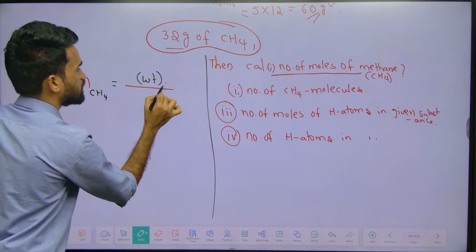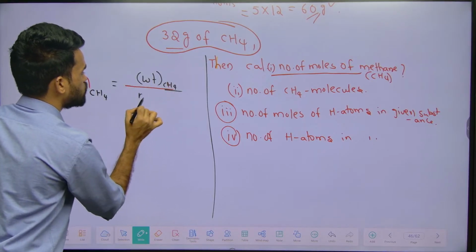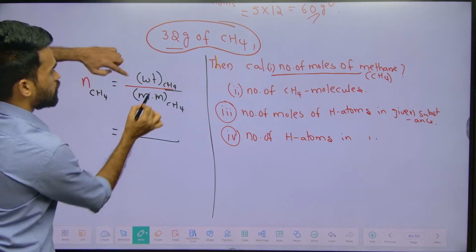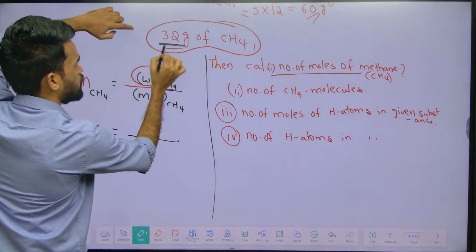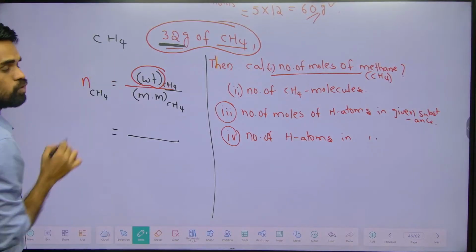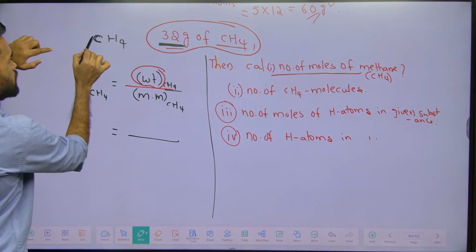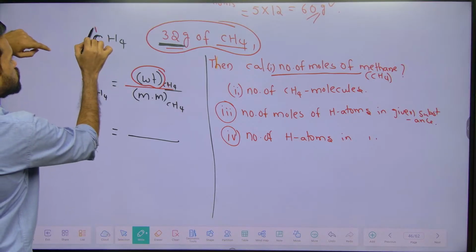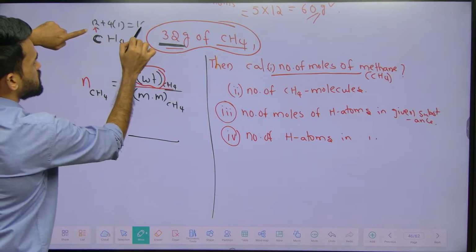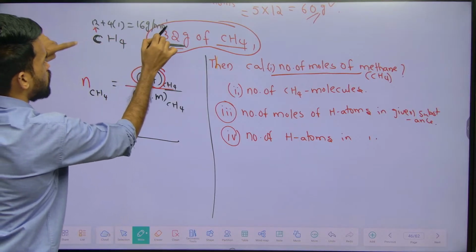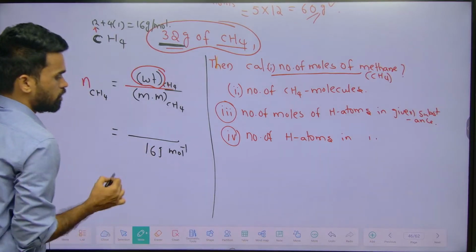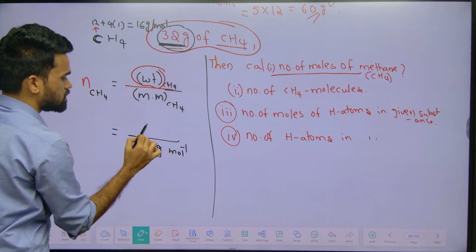over the molar mass of methane. What is the weight of methane given? You take it in the numerator. And what is the molar mass of methane? Given weight of methane is 32. Methane means CH4. Carbon atomic number is 6, mass is 12, plus 4 hydrogens, each hydrogen mass is 1. So the molar mass of methane is 16 gram per mole, whereas the given weight of the substance is 32 grams.